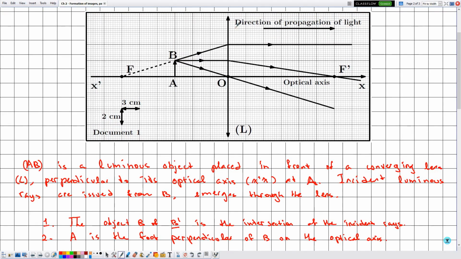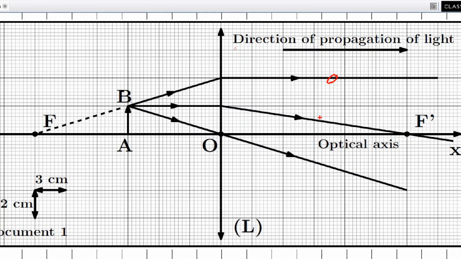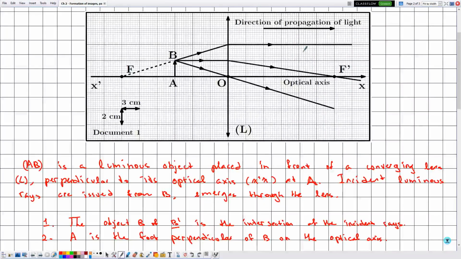So notice that here the emergent rays, these are the emergent rays because they are coming out from the lens, and in order to obtain the image, we require for these rays to intersect. But notice that this is in front and this is behind. They don't intersect behind the lens, and in order to obtain the image, we require for these rays to intersect. So in order for these rays to intersect, we need to prolongate them backward.